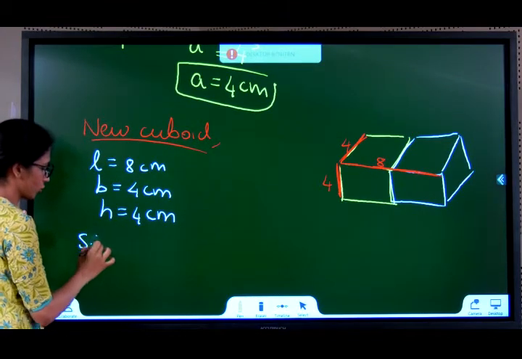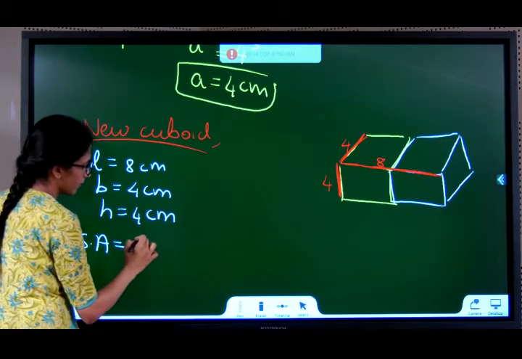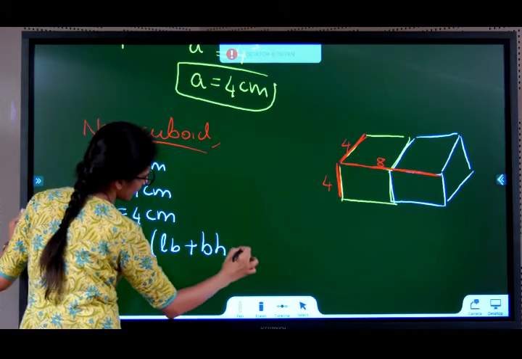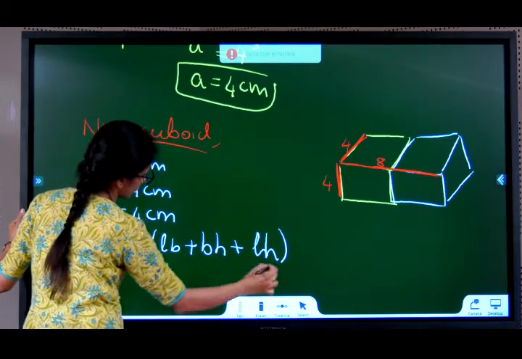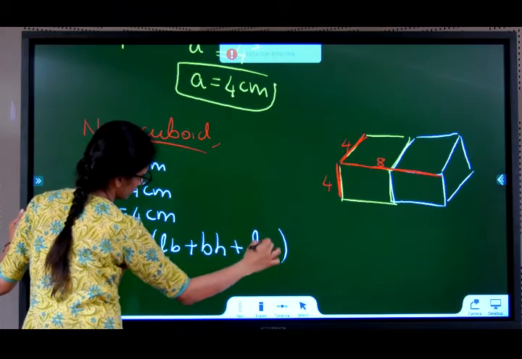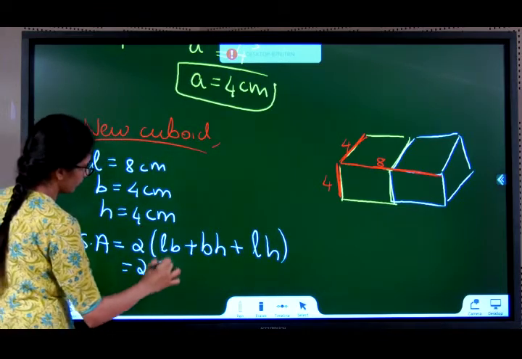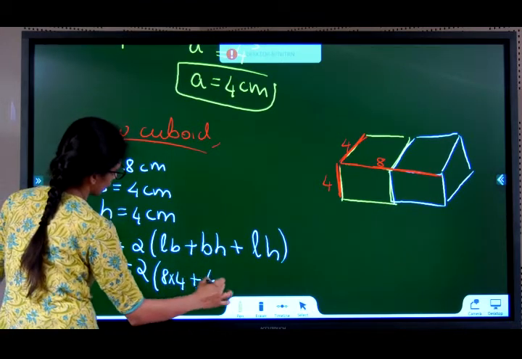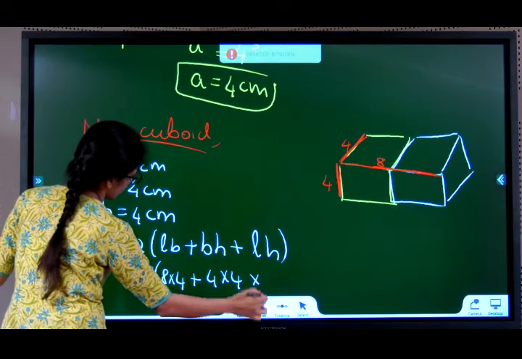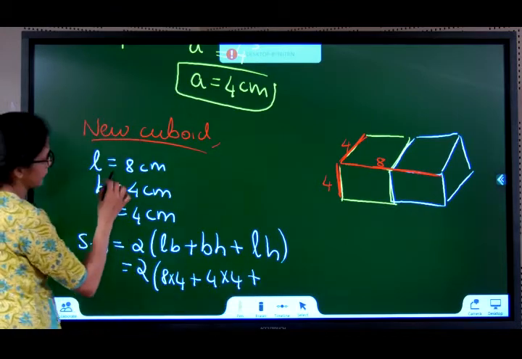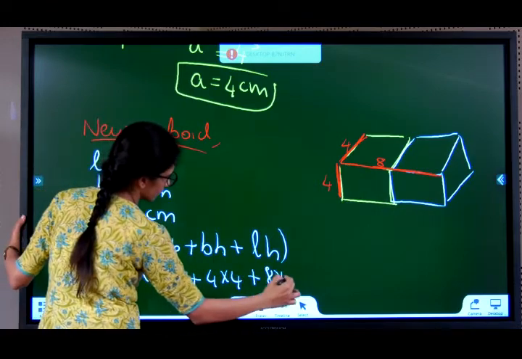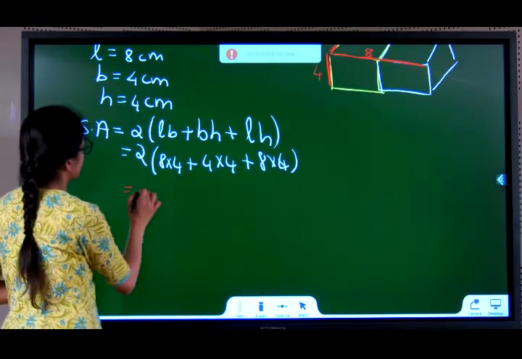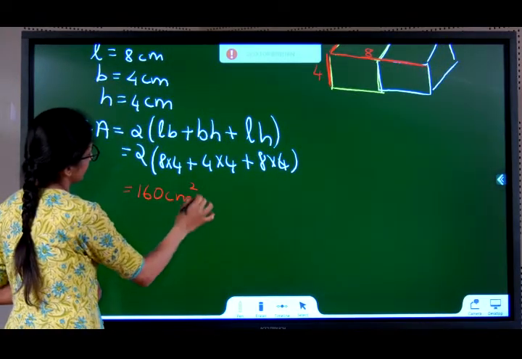The surface area or total surface area of the resulting cuboid is 2 times length into breadth, breadth into height, length into height. 2 into length into breadth, 8 into 4, breadth into height, 4 into 4, length into height, 8 into 4. Solve it. The answer we get is 160 centimeters square.